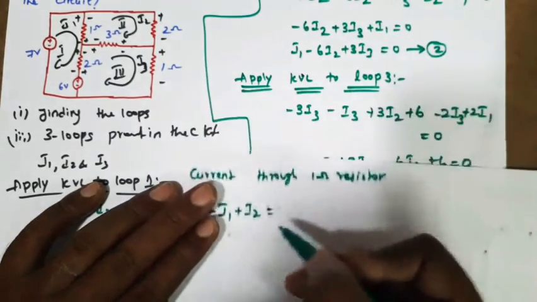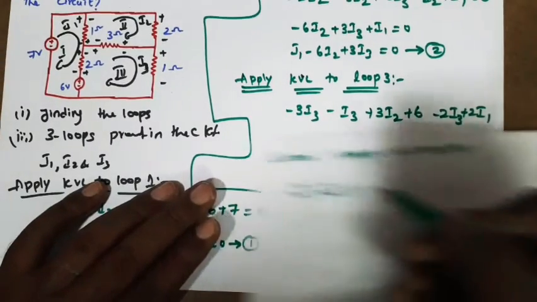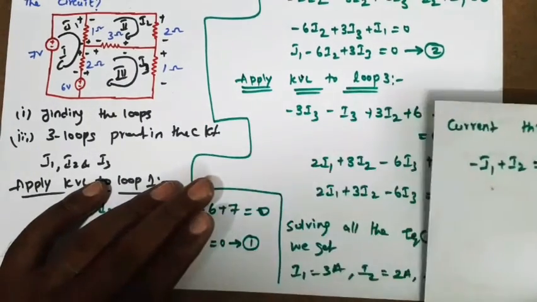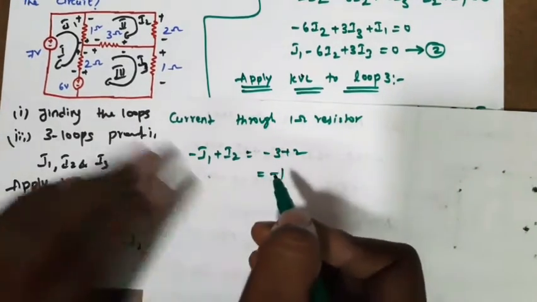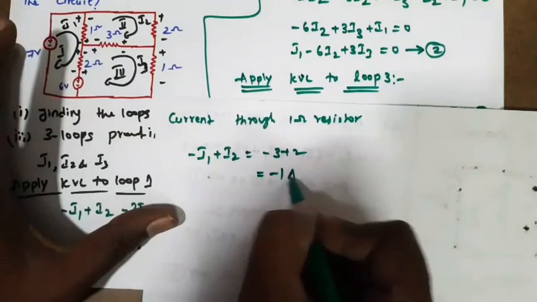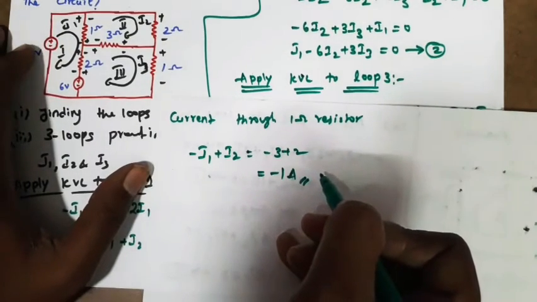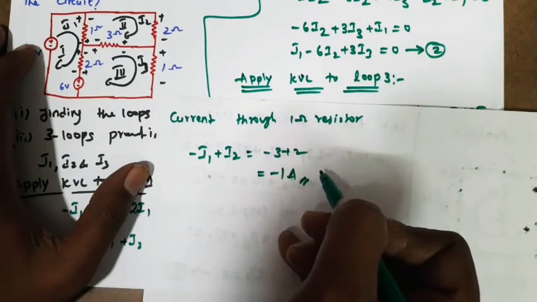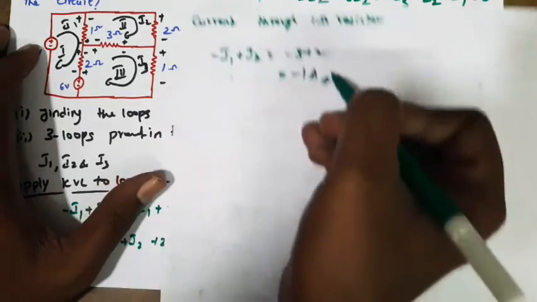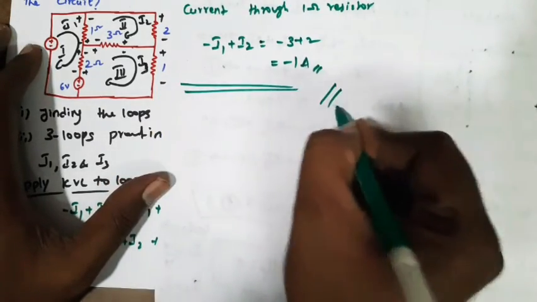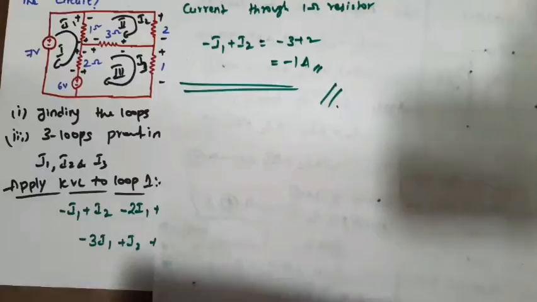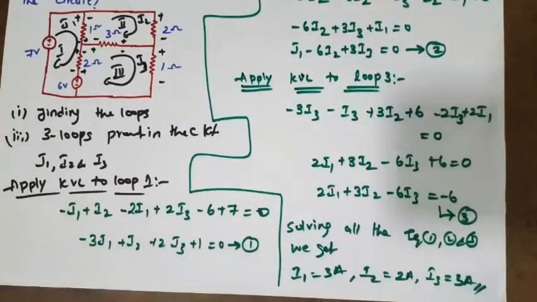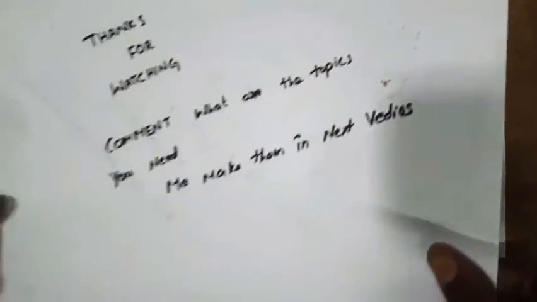Then what is the current? Minus I1 means minus 3 plus 2, that is equal to minus 1. So in loop 1 the current is minus 1 amp, that is in the negative direction. Like this we can find all the branch currents flowing through the circuit. Is it clear? So this is the problem 2.